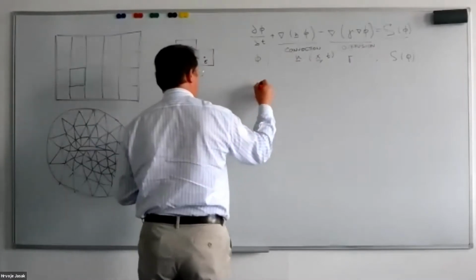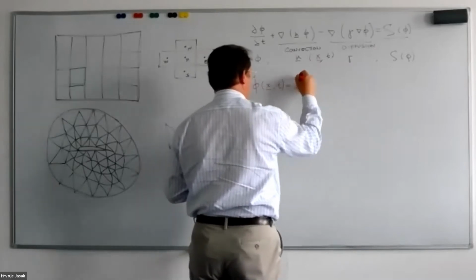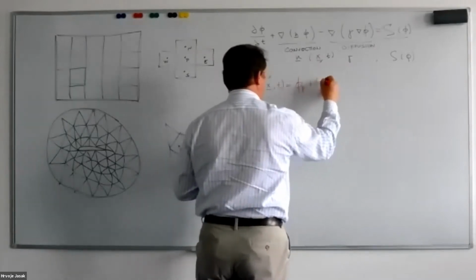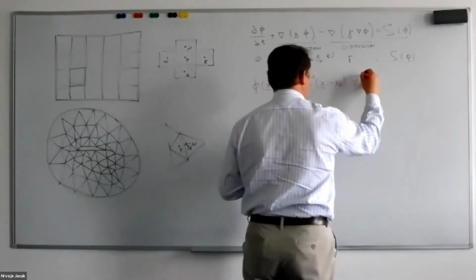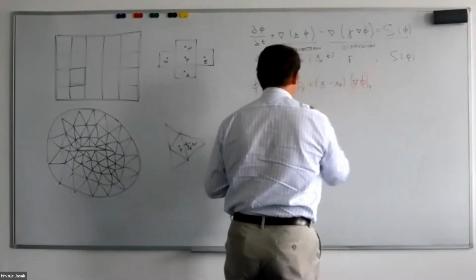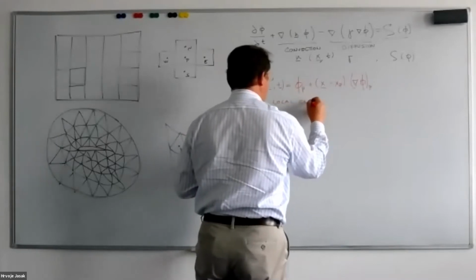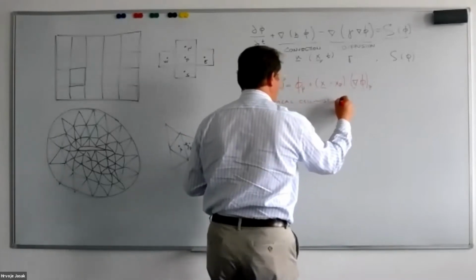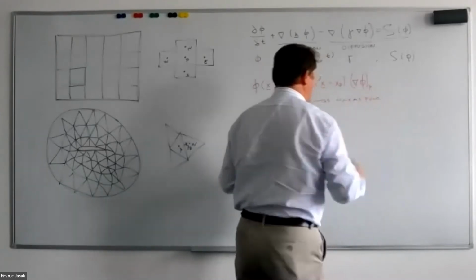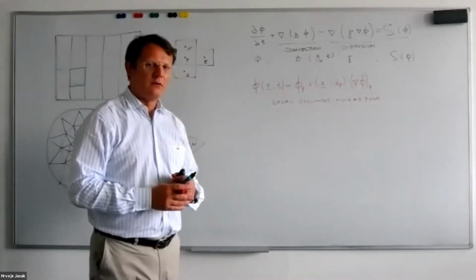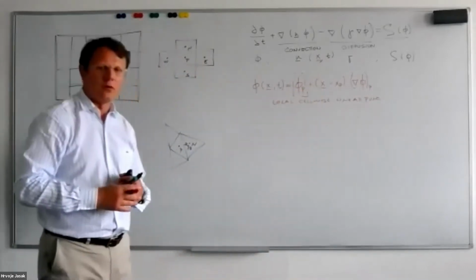Phi of x and t will be described as a value phi p plus x minus x p dot grad phi p, which is a local cell-wise linear function. Its value is carried by the value in the location of the computational points.